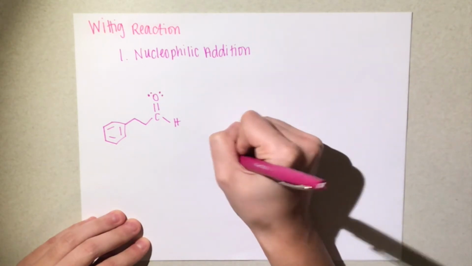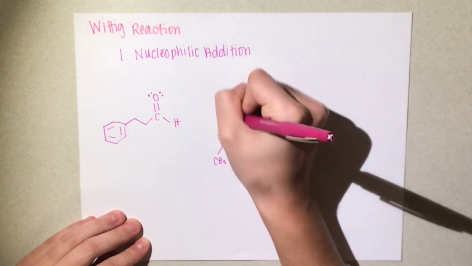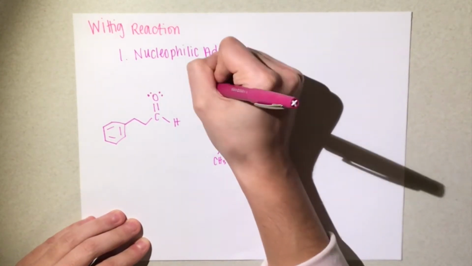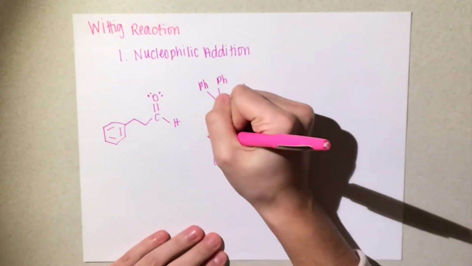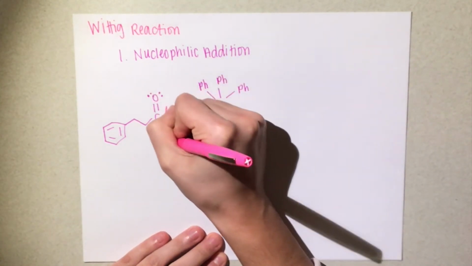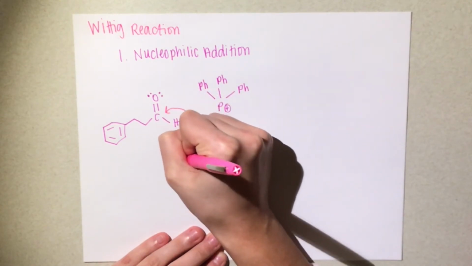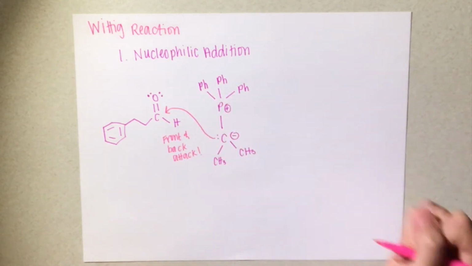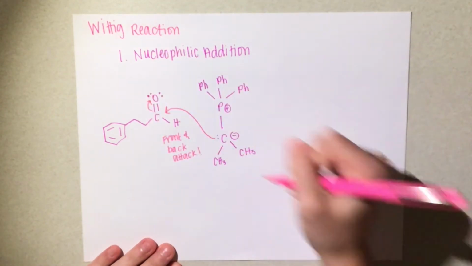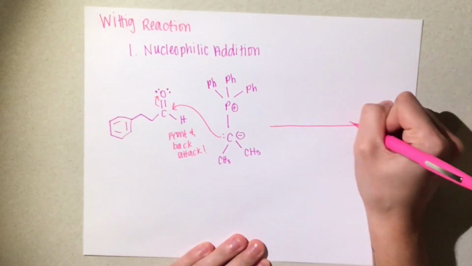Now back to nucleophilic addition, where the Wittig reagent will act as the nucleophile. The highly nucleophilic carbon of the Wittig reagent attacks the electron-poor carbonyl carbon from the front and the back. This breaks the carbon-oxygen double bond, giving oxygen another lone pair and a negative charge.